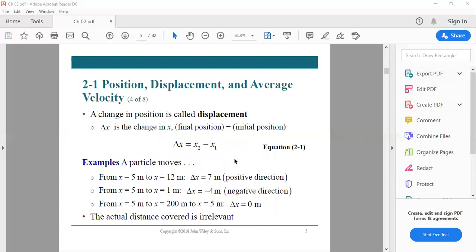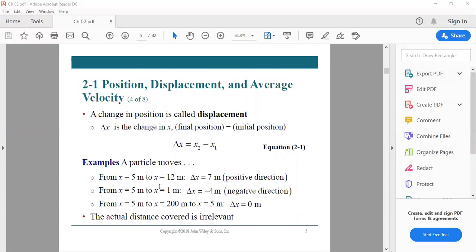So a change in position is going to be defined as displacement. This little triangle right here is going to be considered delta. So delta x. Whenever I say delta x, that's what I'm talking about. The delta x is going to be the change in x. It's going to be the final position minus the initial position. So delta x is defined as the final, which sometimes is referred to as x2, minus the initial position, which is sometimes referred to as x1.